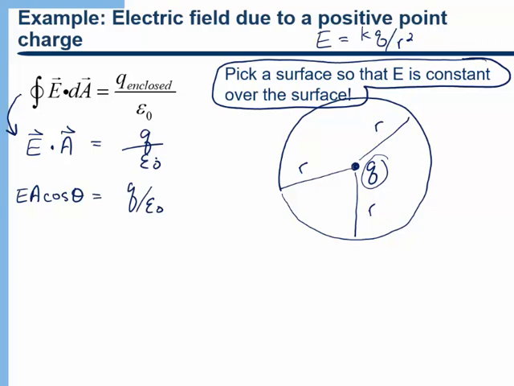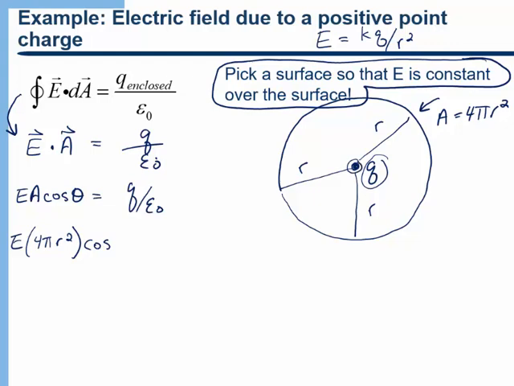And so we've got to figure out what the magnitude of A is. Well, remember, this is a spherical surface, so A is just 4 pi r squared. So I can replace the area with 4 pi r squared. Now, what do I put in for the angle theta? Remember, theta is the angle between the surface area vector and the electric field.